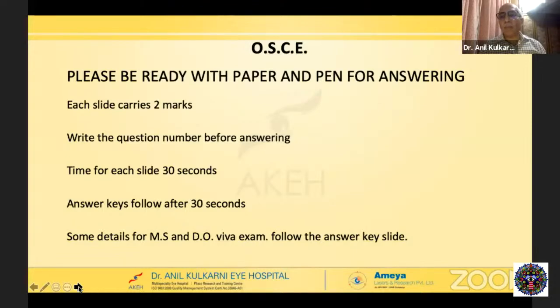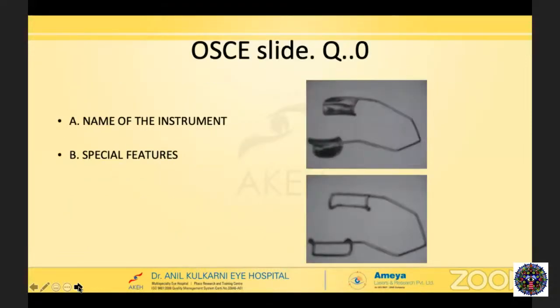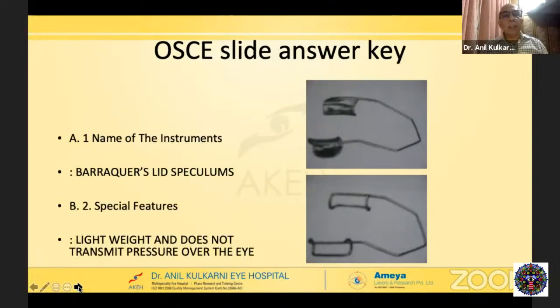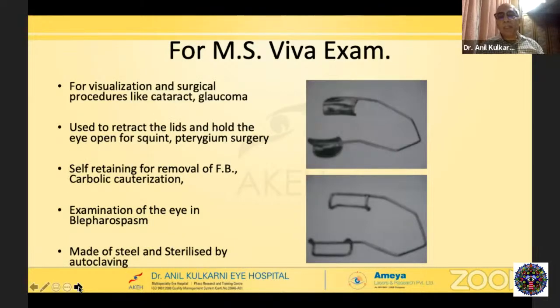I will show you one example of how we are going to conduct it. Supposing this is a slide which asks you 2 questions. One is the name of the instrument and another is what are the special features. The answer would be: the name of the instrument is Barraquer's wire speculum, and special features are that it is lightweight and does not transmit pressure over the eye. In addition, for MS and DNB exams and other things, you should know that it is used for visualization and surgical procedures like cataract and glaucoma.